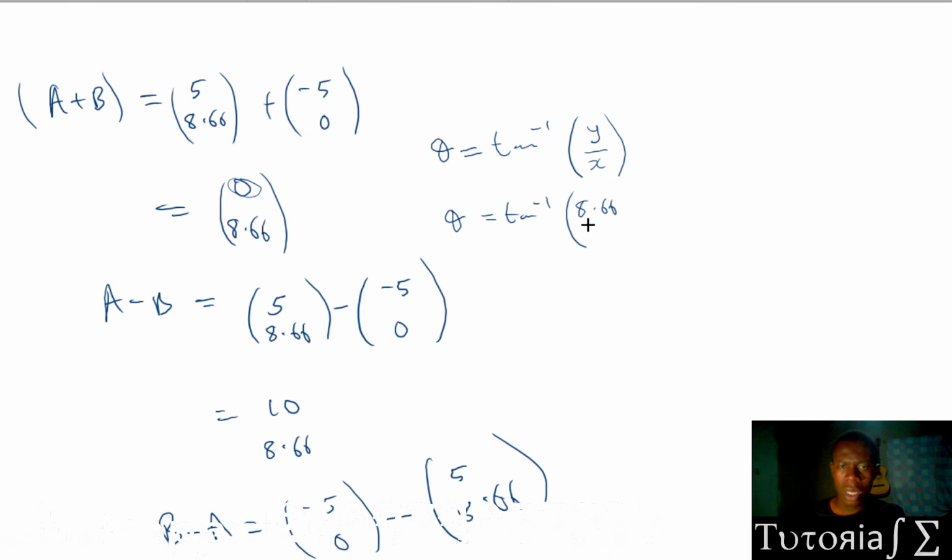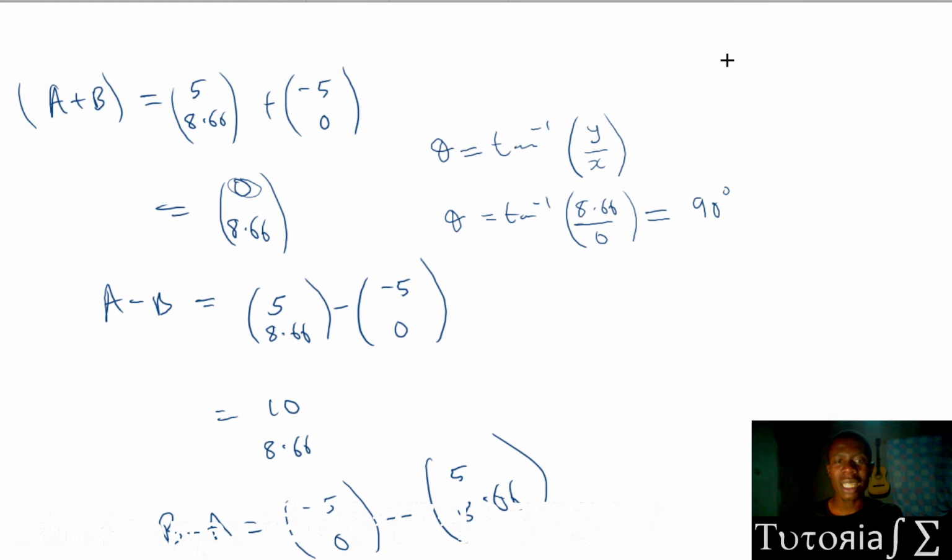y is 8.66 divided by 0, and this is undefined. When you punch this on your calculator, this is undefined. When it is undefined, we know that the angle for tan is 90 degrees. So if it is undefined, like in this case, we know that the angle is at 90 degrees. So that will be the direction of this one.